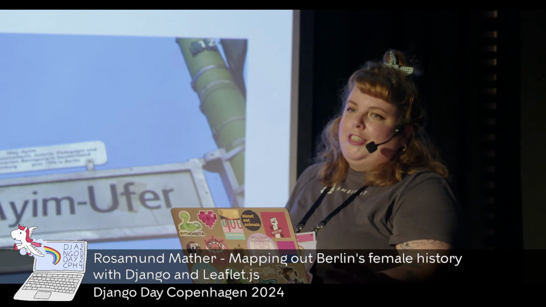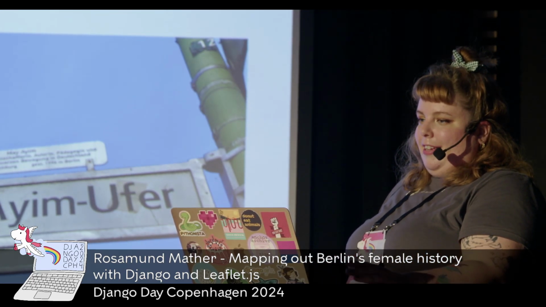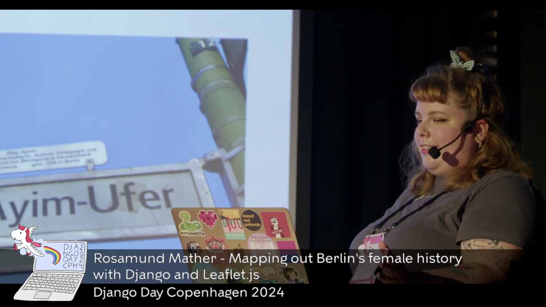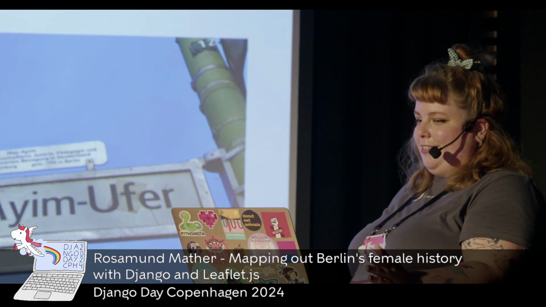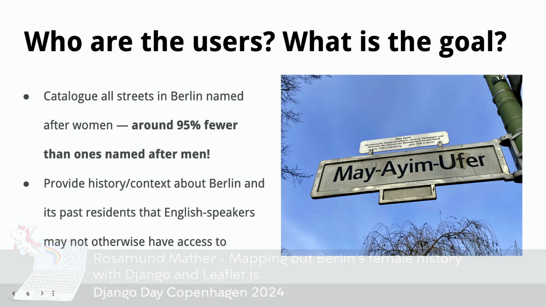So who is the project actually for, apart from myself? So the goal, as I said, is to catalog all the streets named after women in Berlin. Why do I want to do that? It's because the gender gap in the streets is quite big.